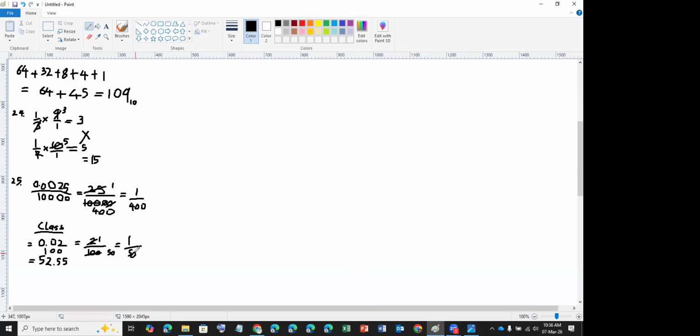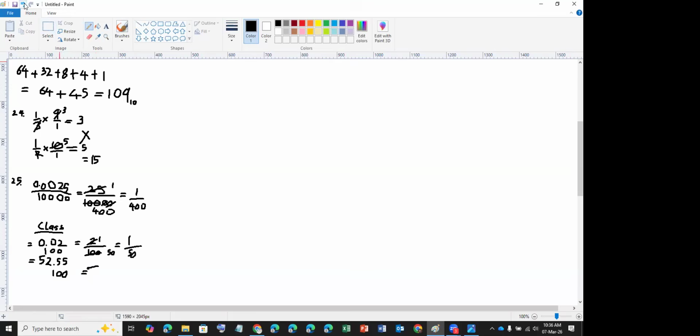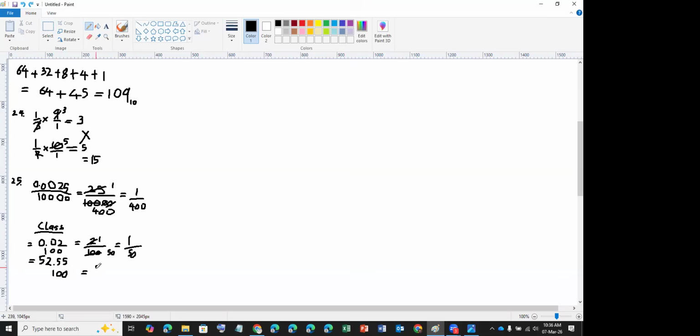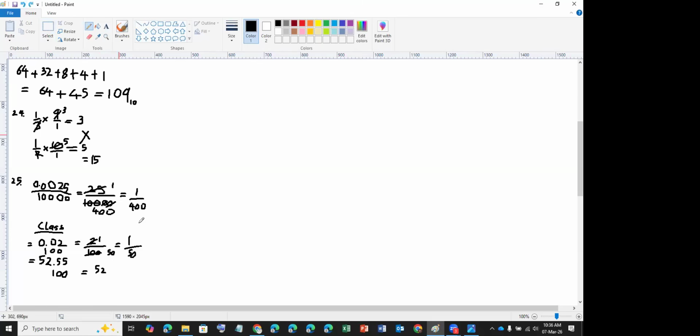Okay, so let's do the second one. The second one is 52.55. Again, remember the decimal point is like 1. Put a 0 under the 5. Put a 0 under the second 5. So that's going to be 5,255 over 100. Sorry, I got it.